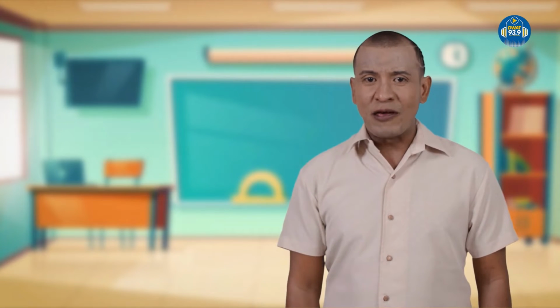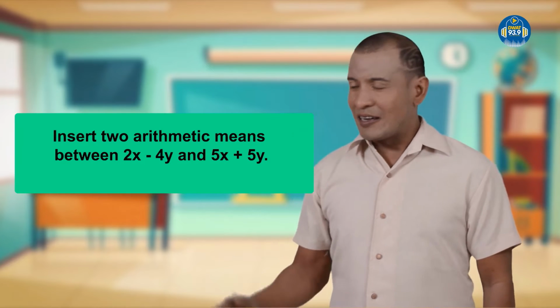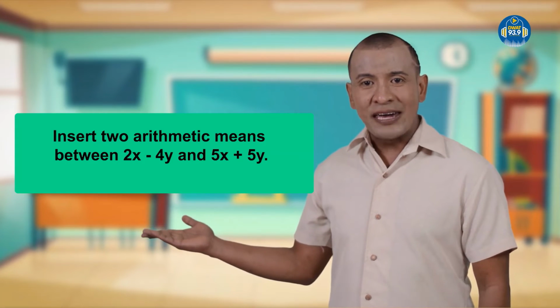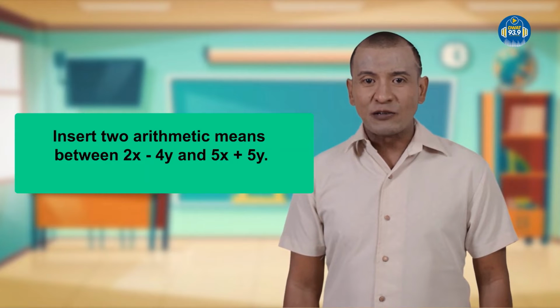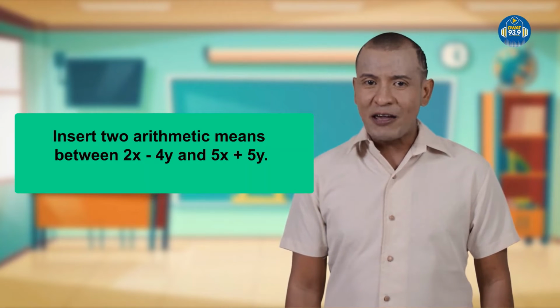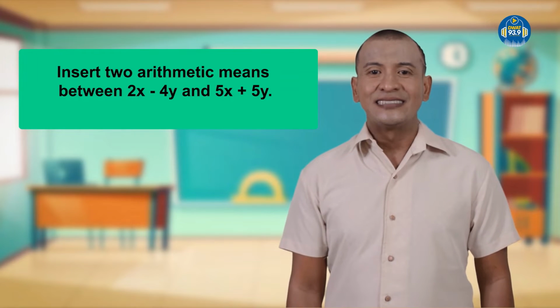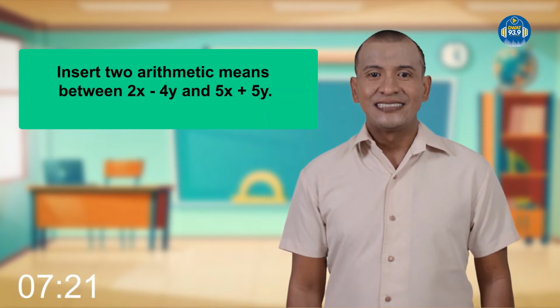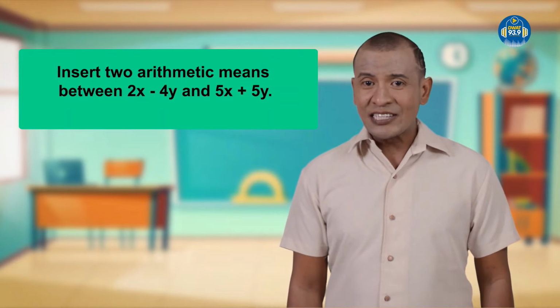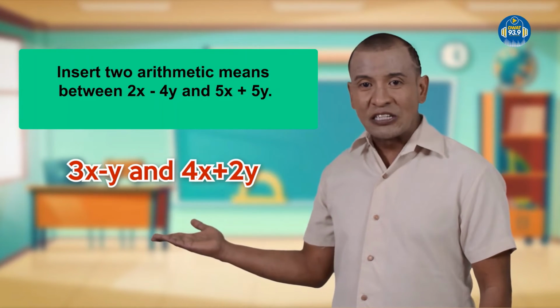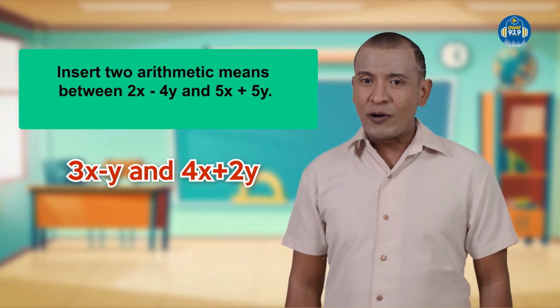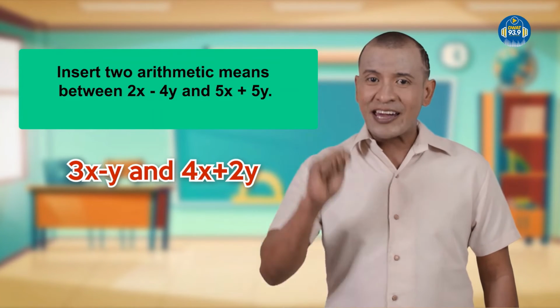Let's have one more problem for you to answer. Insert 2 arithmetic means between 2x minus 4y and 5x plus 5y. Again, give us your answer. If your answer are 3x minus y and 4x plus 2y respectively, then you are again right.